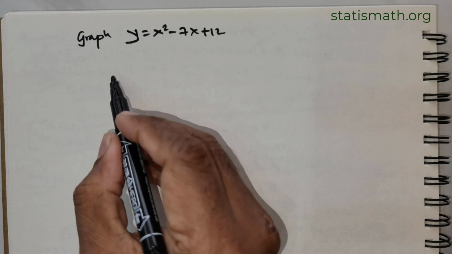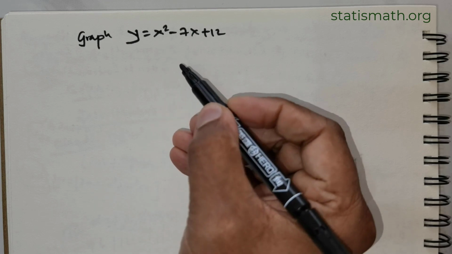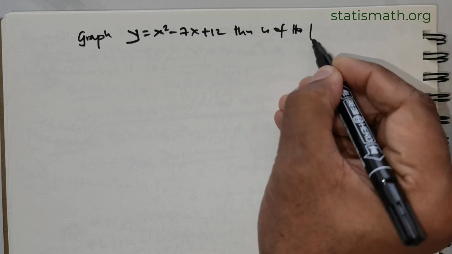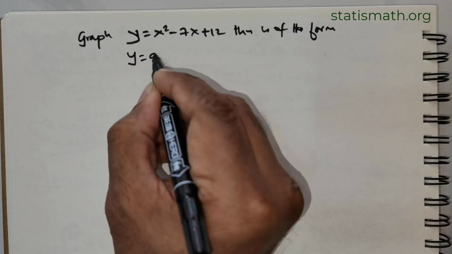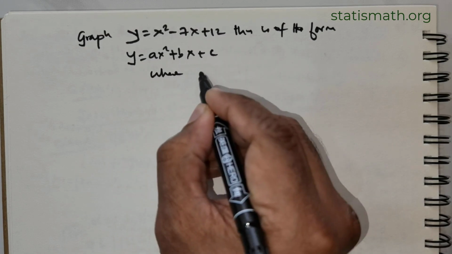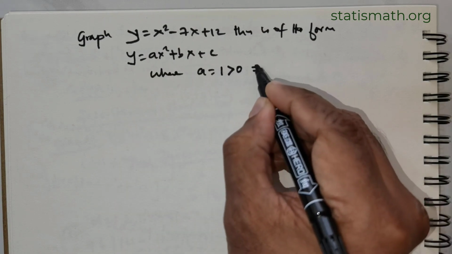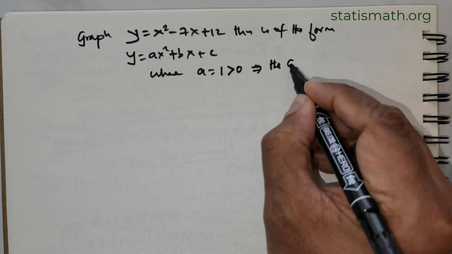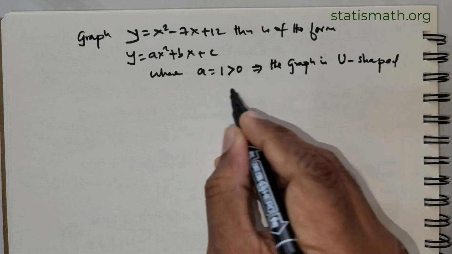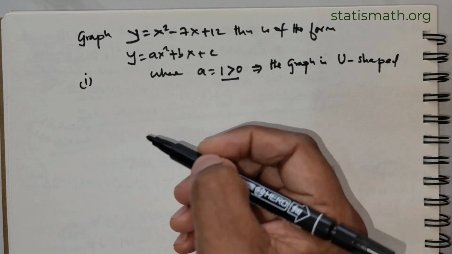We're going to be graphing this quadratic equation. We've been given y is equal to x squared negative 7x positive 12. Now this is of the form of the general quadratic equation ax squared positive bx positive c, where the value of a, if you were to see, is 1, which is greater than 0. So this would mean we are looking into a graph which is U-shaped because of the very fact it is greater than 0. So that is the first point that we will have to obtain.